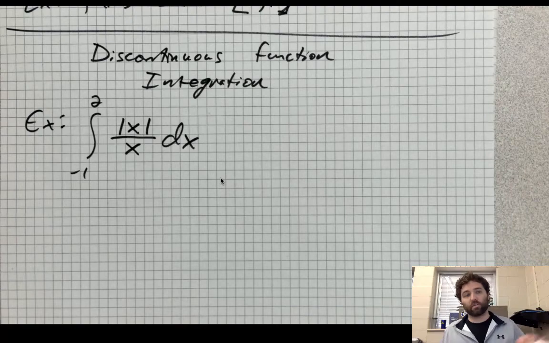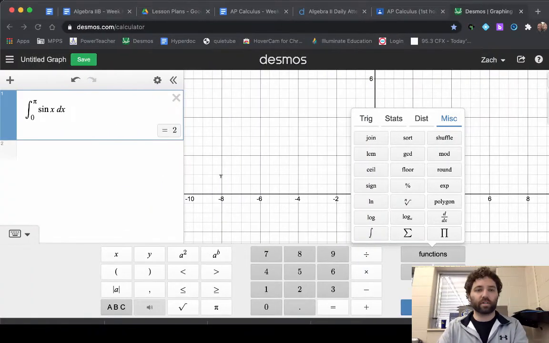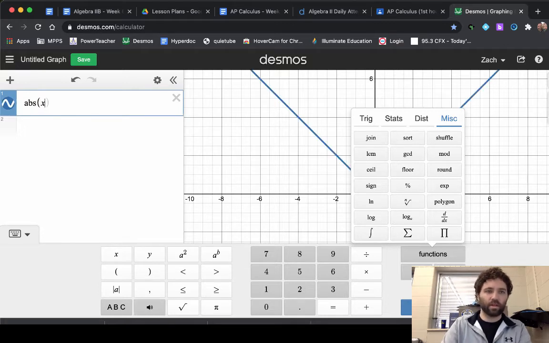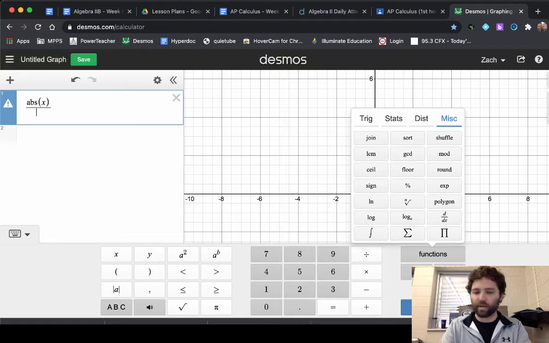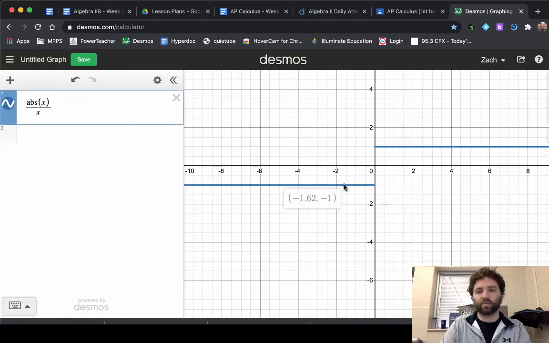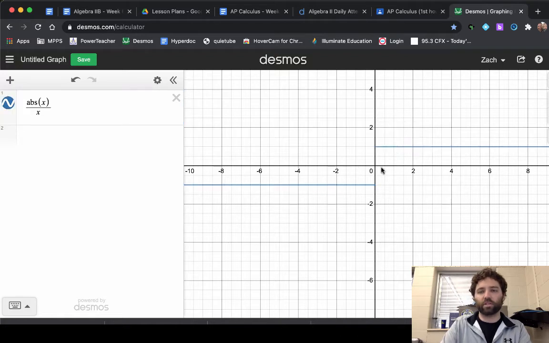That is a curve that is broken. In fact, I'll show you since I've already got Desmos open here. So I've got the absolute value of x, and I'm going to divide that by x. This is what that curve looks like. It's got a line at y equals -1 here, and then it jumps to y equals 1. And if I integrate from -1 to 2, well, it's not going to work because there's a discontinuity there.